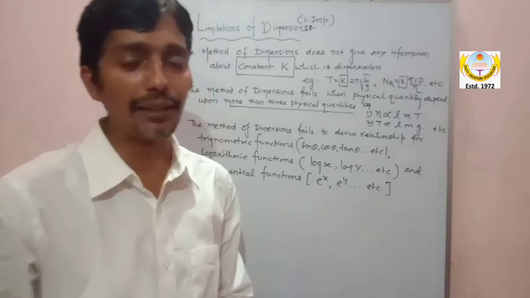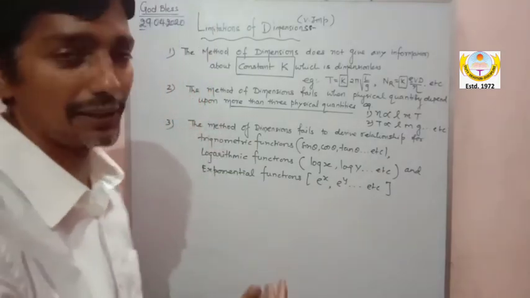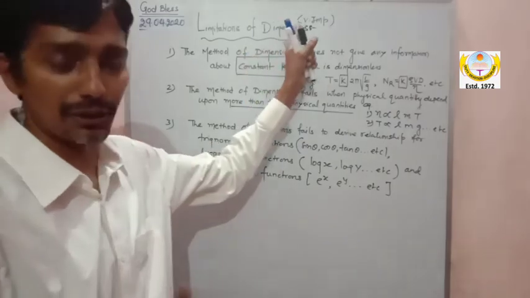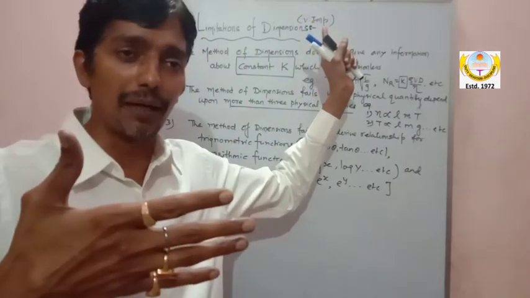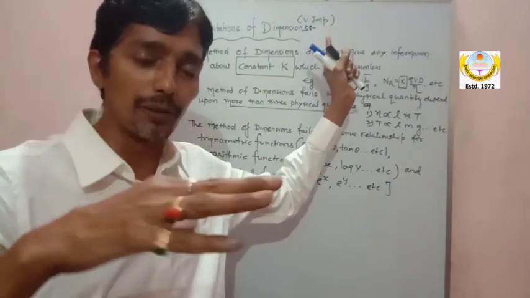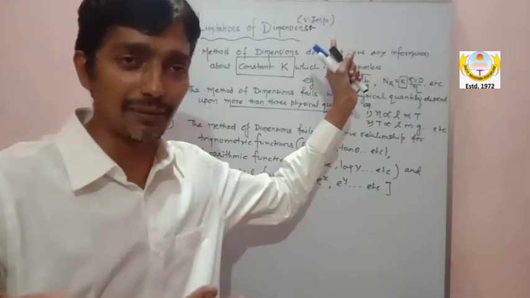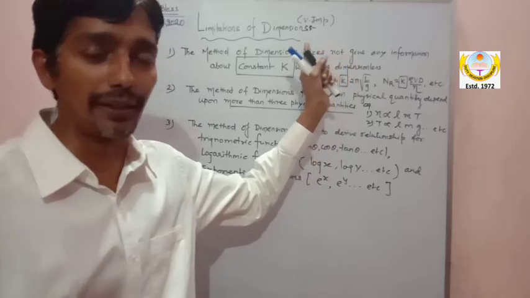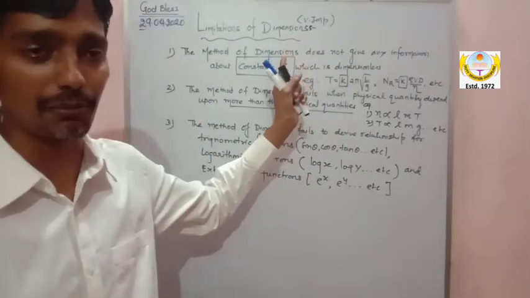And what are the limitations? What are the three important limitations I have jotted here on the board? First, the method of dimension. I have used three methods of dimension: principle of homogeneity, converting one system into another system, and then establishing the relationship among different physical quantities. These are the methods of dimensions, my dear.